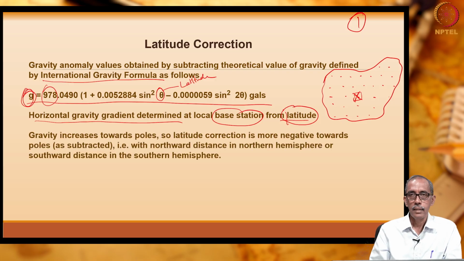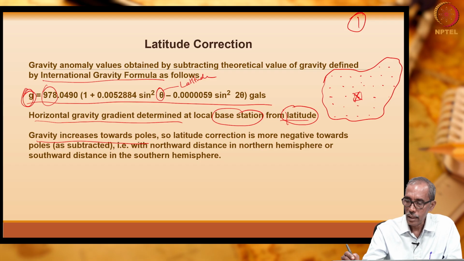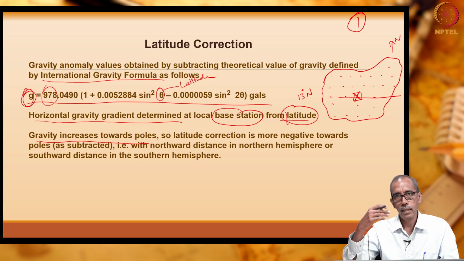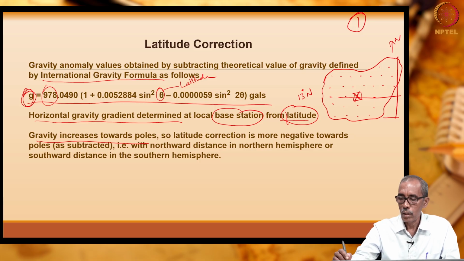Okay. Then what we are going to do after that is, we know gravity value increases toward the pole. Let us assume for this map, this is north, and let us imagine latitude of this line is 13 degrees north, which means this region is in which hemisphere? In the northern hemisphere. In the northern hemisphere, within our survey site, gravity value is expected to increase from south to north.